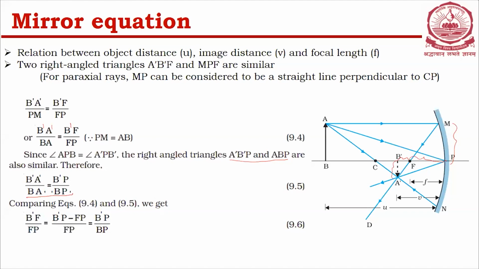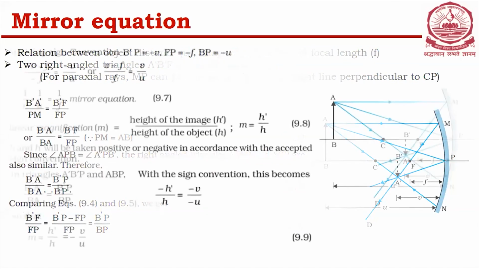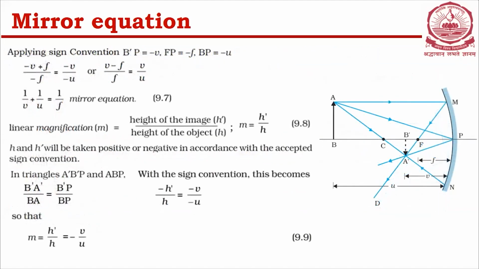Now we have to apply the sign convention, as we have seen earlier. B dash P is the image distance. It is measured opposite to the light traveling direction, so it should be negative, minus v. And FP also is measured opposite to the direction.